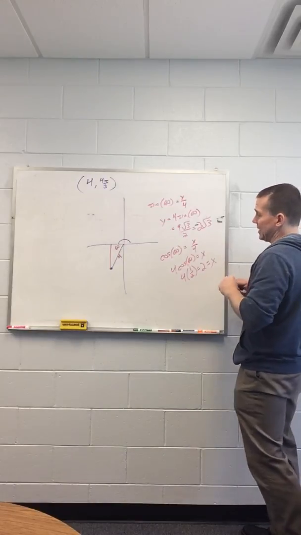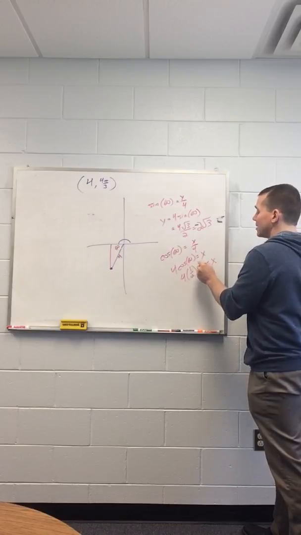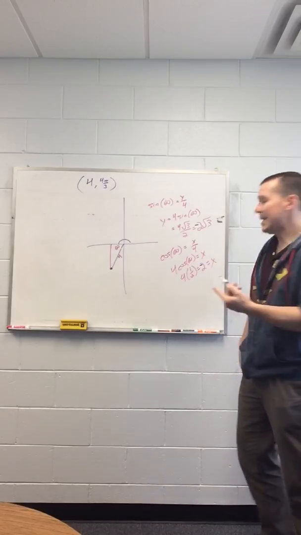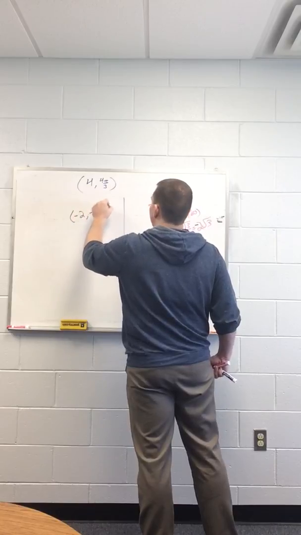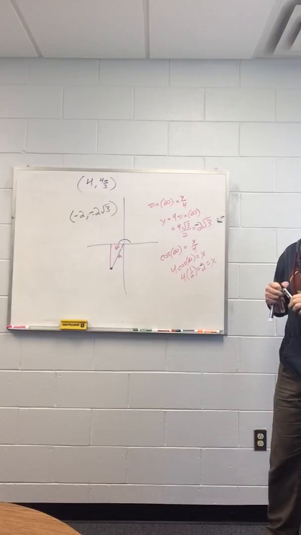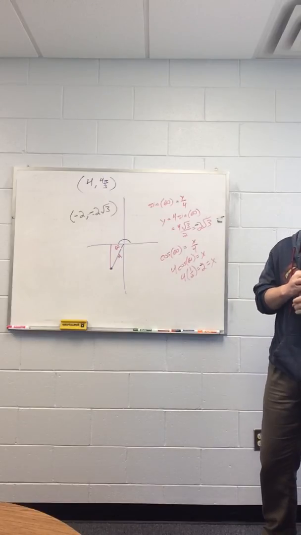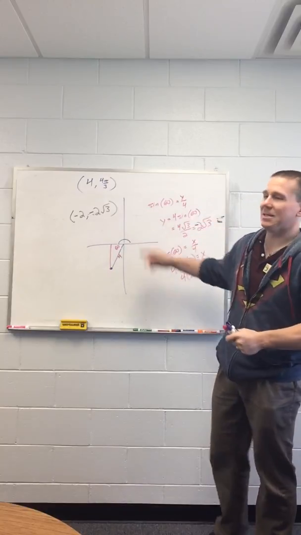And then again, in this case, we're in the third quadrant. X values are negative there, so it's negative 2. And now I have my point. Negative 2 root 3, x and y. And I'm done.